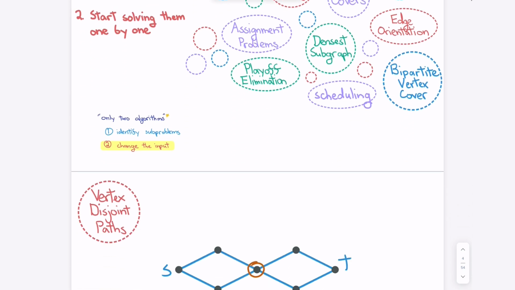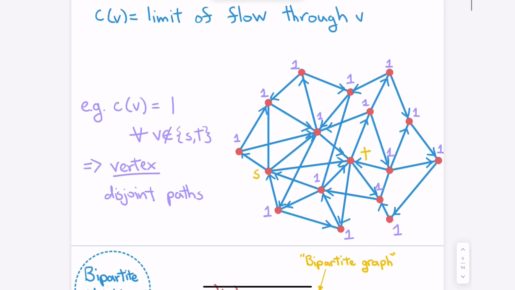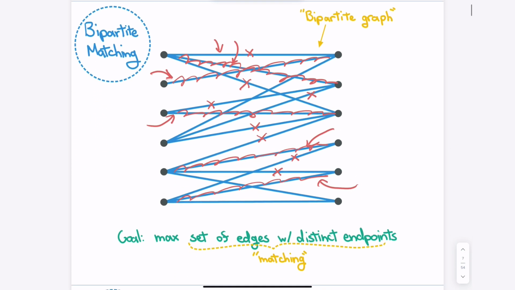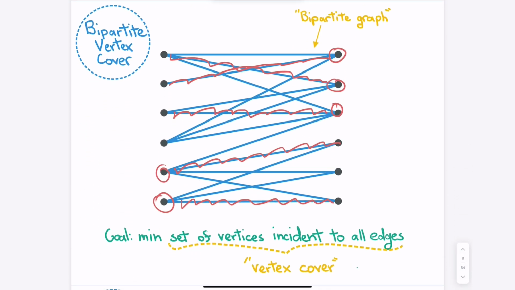So this is just to remind you, you already know how to do vertex disjoint paths. We talked about bipartite matching. You're trying to take a lot of edges. Bipartite vertex cover. You're trying to take a small number of vertices so that you're touching every edge.